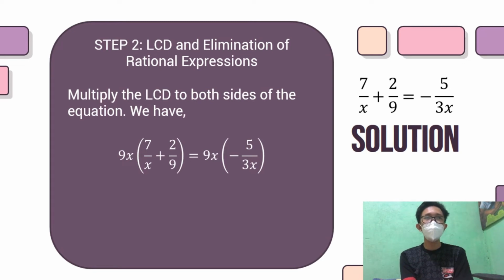So pag i-distribute natin ng 9x sa 7 over x, baka cancel ang x, so ang natira is 9 times 7. Sa 9x naman at saka sa 2 over 9, baka cancel ang 9, so matitira is 2 times x. Sa right side of the equation naman, 9x divided by 3x, baka cancel ang x, baka cancel rin yung 9 at saka 3, so ang natira is 3 na lang. So 3 times negative 5. To simplify, we have 9 times 7, it's 63, plus 2x is equal to negative 15.